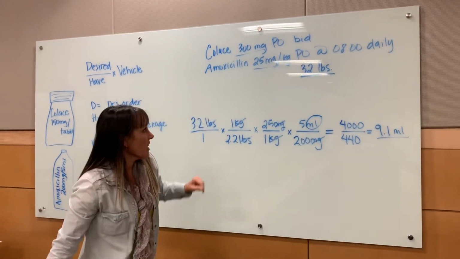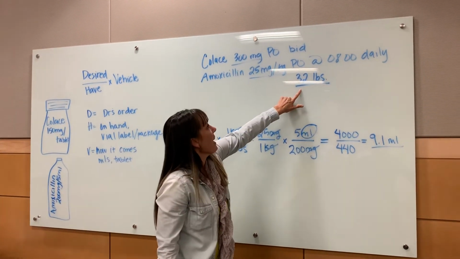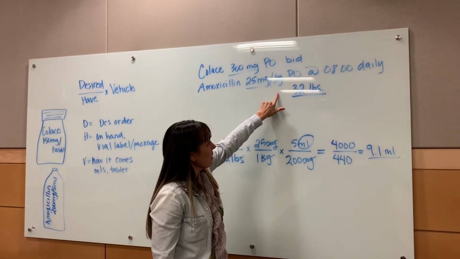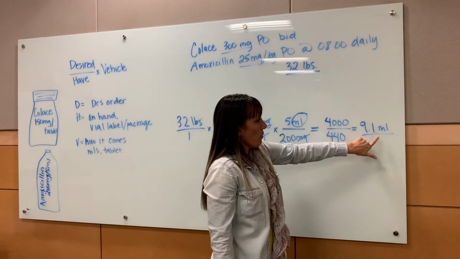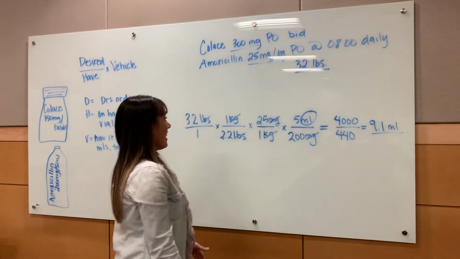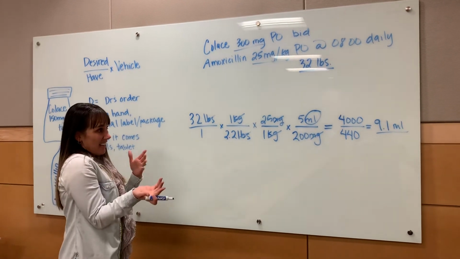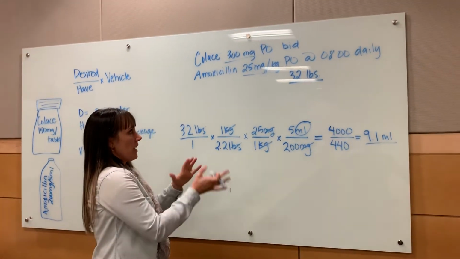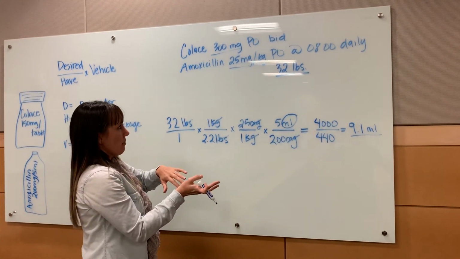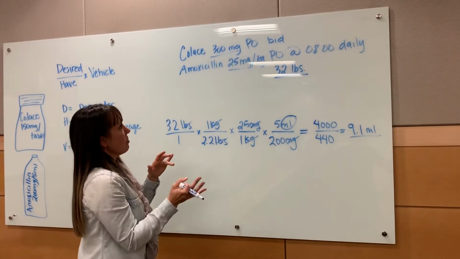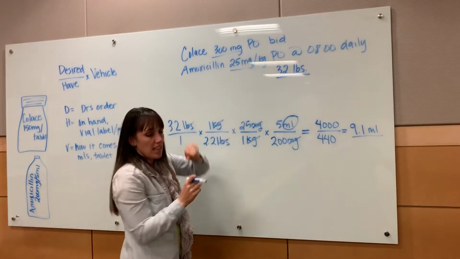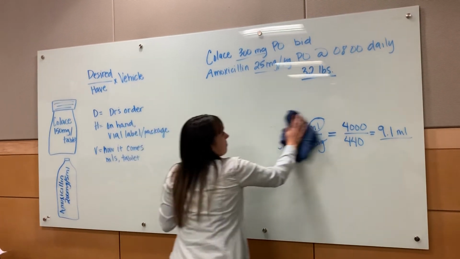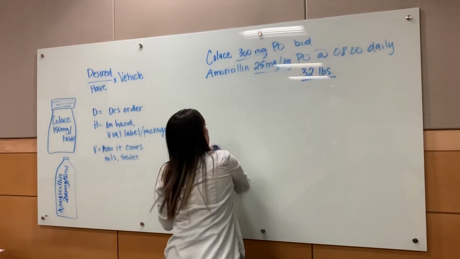So according to this patient who's 32 pounds and who has a doctor's order of 25 milligrams per kilogram, we're going to give 9.1 mils. And I think that's a lot easier way to do this whole problem, as opposed to calculating the kilograms from the pounds, plugging it back into the order, and then getting your desired. But you can absolutely do that. I'll show you and we'll see if we get the same answer.